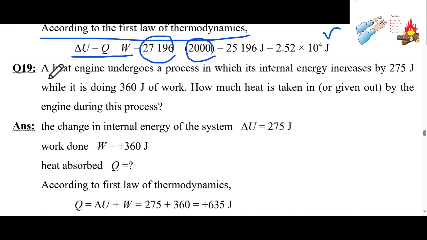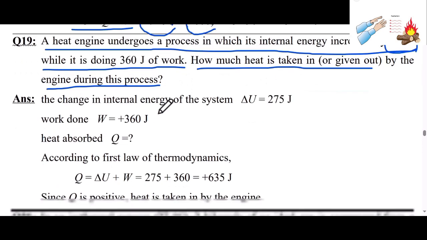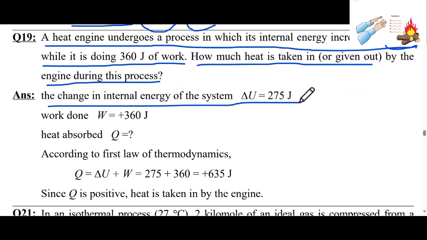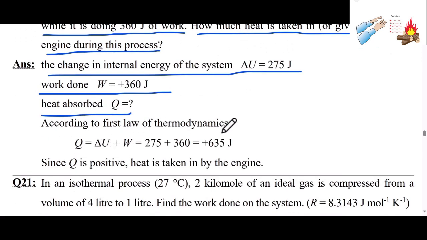Question number two. A heat engine undergoes a process in which its internal energy increases by 275 J, delta U. While doing 360 joule of work, how much heat is taken in or given out by the engine during this process? The change in internal energy delta U is the work done by the system plus the heat absorbed Q. So Q is equal to delta U plus W.